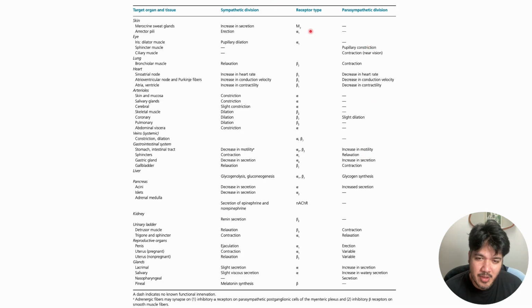Down the middle, we have the different receptor types that are expressed by the target organ, and for the next half of the lecture, we'll actually focus on that. So once you understand the anatomy and get a good grasp on the preganglionic, postganglionic fibers and the target organs, we can talk a little bit more about the physiology and what happens at that level.